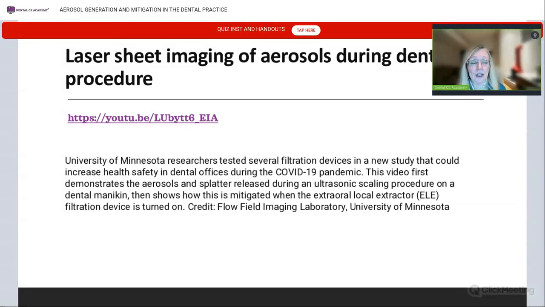Okay, laser sheet imaging of aerosols during a dental procedure. So this was at the University of Minnesota, and they tested several filtration devices to try to increase health safety, particularly during COVID-19. But newsflash, we had an aerosol problem before COVID-19. COVID-19 brought it out here and put it in our faces, right? That we needed to do something about this. We needed to have good source control, for instance. So I'll show you a quick video here, and they used laser imaging.